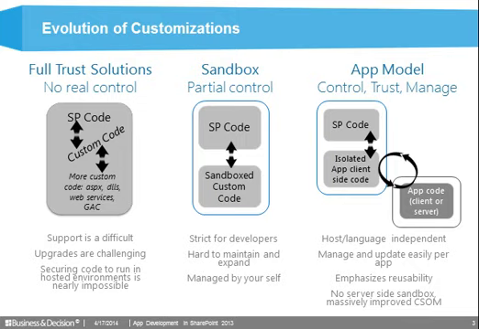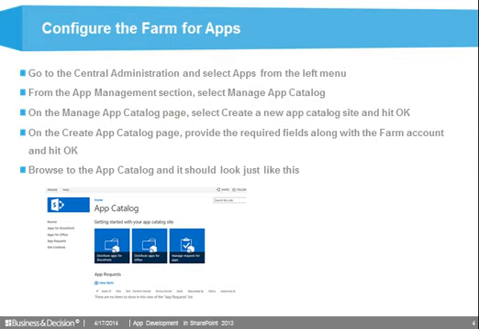And now on to 2013, the app model has truly evolved into allowing us to achieve those key objectives for our code and our solutions, those being control, trust, and management of those pieces. Microsoft has put a ton of work into the platform to enable us to really get where we want to go from a development standpoint on managing our code and getting things running.